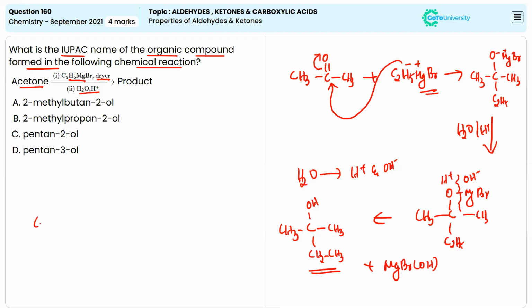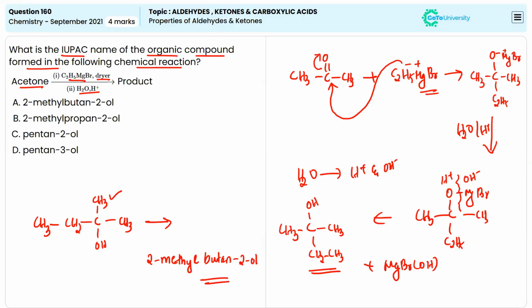Now let us name the compound. In order to name the compound, we can take CH3, CH2, COH, CH3. So this is an alcohol, and the carbon containing the alcoholic group also contains a methyl group. We can name this compound: the carbon containing the hydroxyl group will have the lower number while naming, as it has priority. So the compound is 2-methyl butane 2-ol. This is the product that you are getting, 2-methyl butane 2-ol. So from these options, we can see that the correct option is option A, 2-methyl butane 2-ol, the final product of the given reaction.